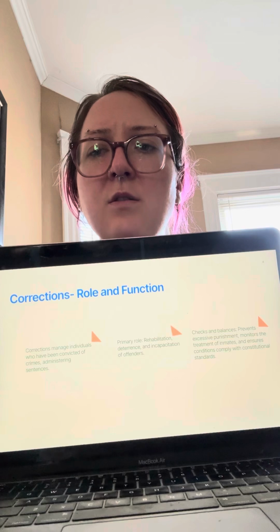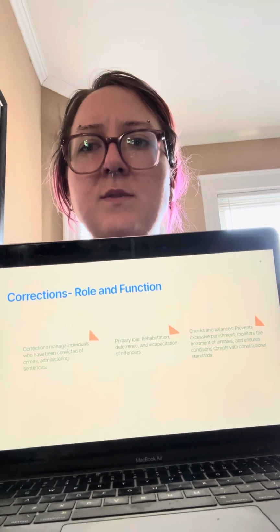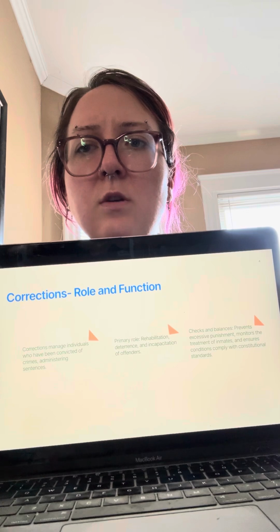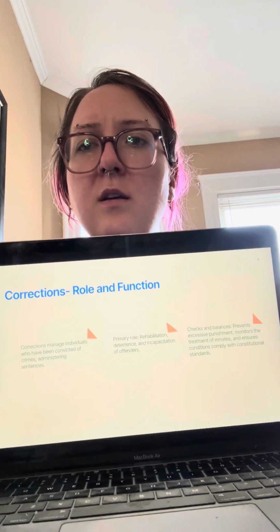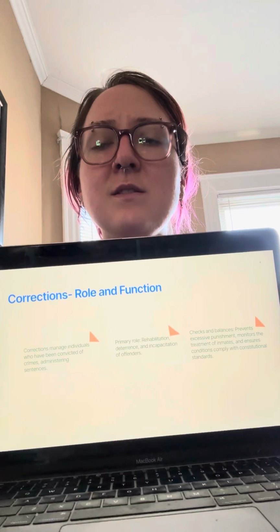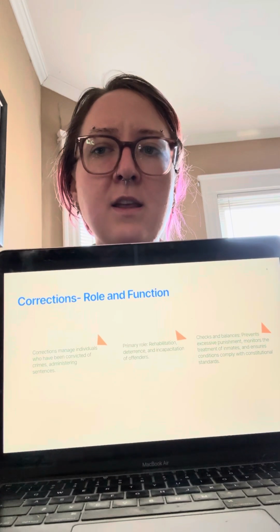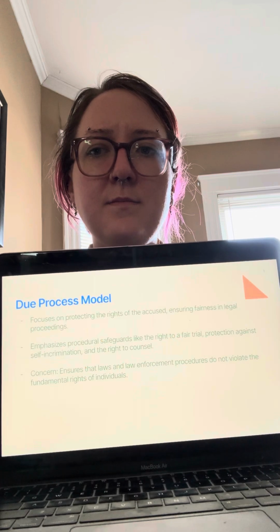The third component is corrections, which includes jails, prisons, and probation and parole systems. Their role is to carry out court-ordered punishments and support rehabilitation. They also check and balance the system by ensuring that individuals are treated humanely and that sentences are fair and just. Oversight agencies and courts can intervene if rights are violated in correctional settings.